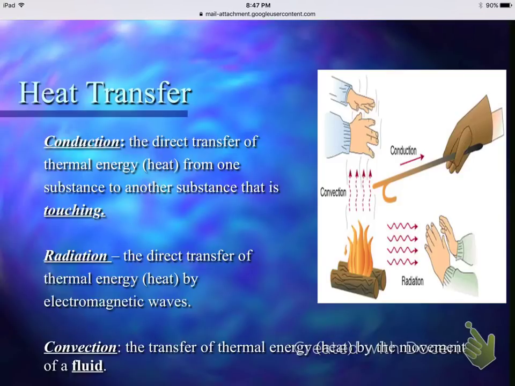Now, radiation is the direct transfer of heat by electromagnetic waves. So whenever you put your hand up beside the fire and you feel it producing that heat, that's radiation. It's radiating off of the logs. And then the example for convection that it shows you is the actual smoke arising from the heat and heating hands above the fire. And that's all I have for you guys.